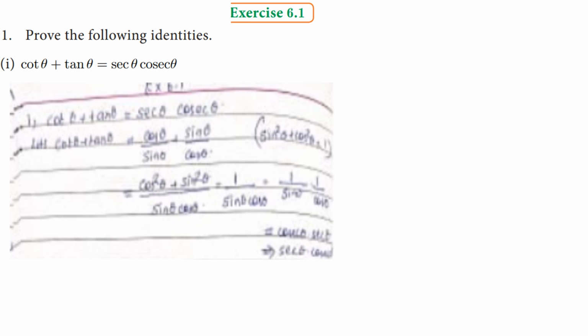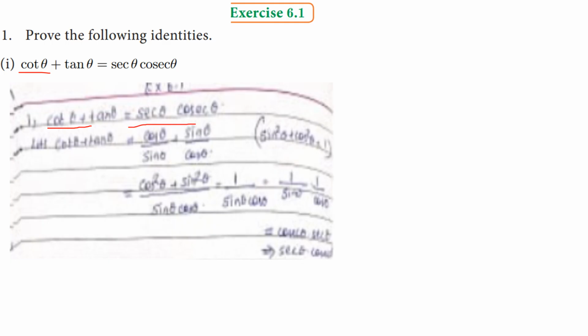Good evening, students. Today we are going to see exercise 6.1. First question. Prove the following identities. Cot theta plus tan theta equal to secant theta into cosecant theta.